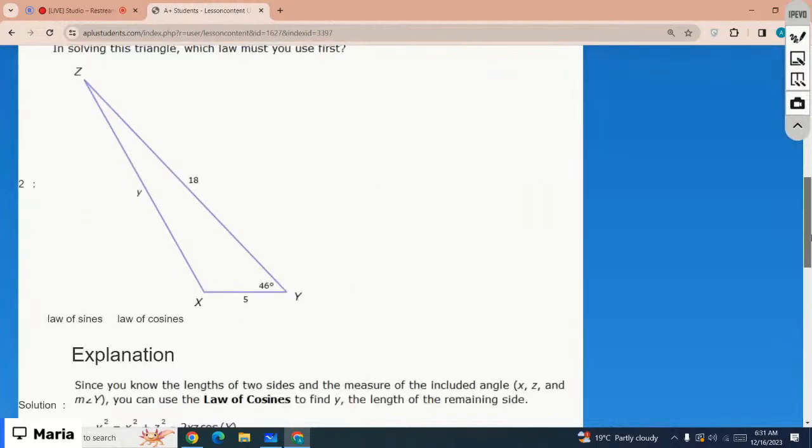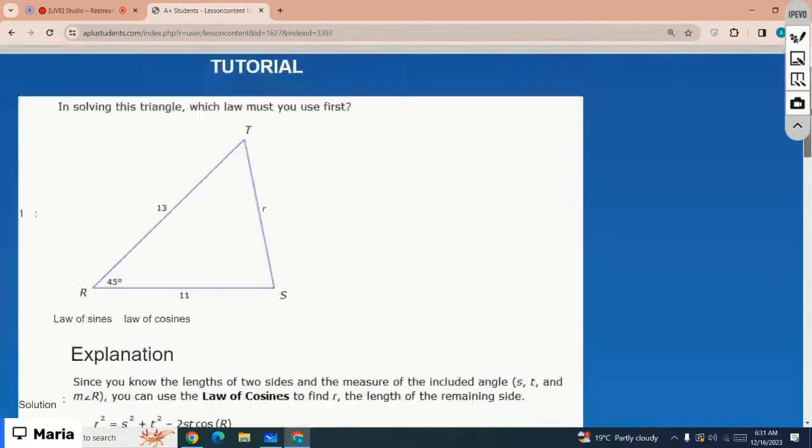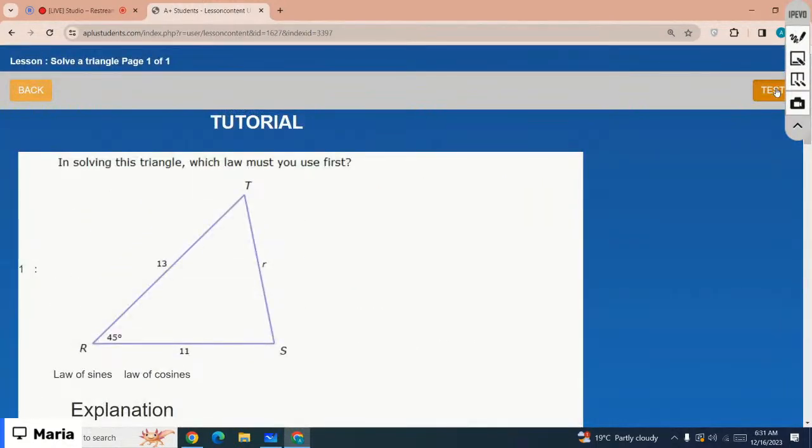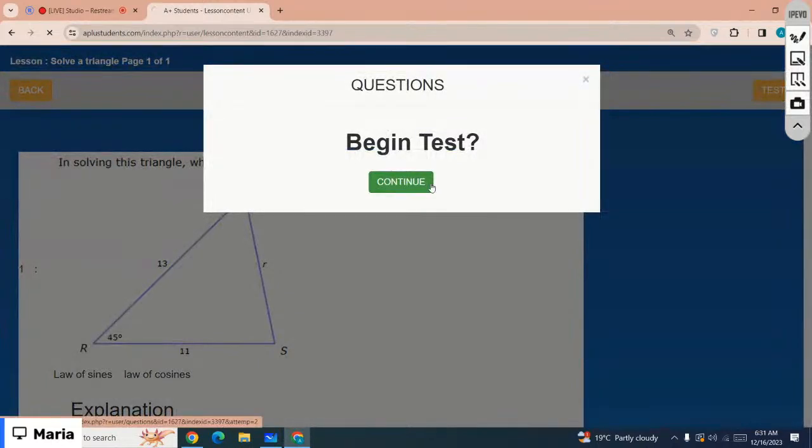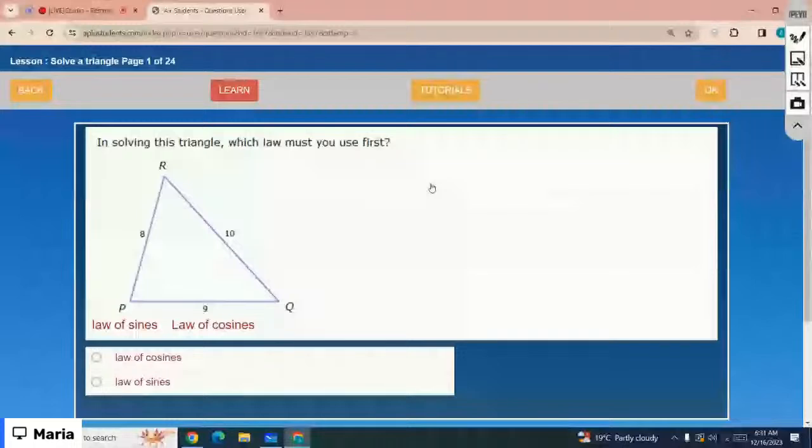Okay, you just have to answer which one you need to use. You don't need to solve, right? Okay, let's just start with the test questions. In solving the triangle, which law must you use first? Which one can we use first?